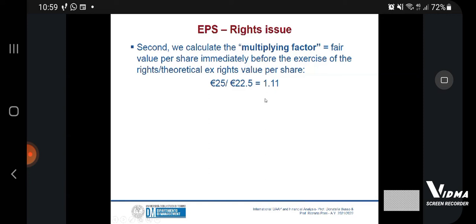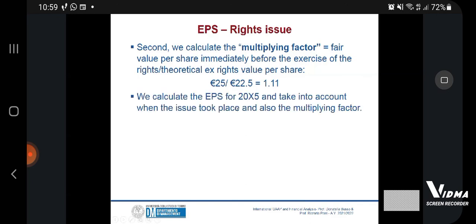Any question on that? It may seem like there are big words attached to the calculation of the multiplying factor, theoretical ex price, and so on. But remember to reduce it to simple concepts that we already know about shares and prices. Okay, why is that important? After all, how do we use the multiplying factor? We calculate earnings per share for the current year, taking into account the time period, so weighting relating to the time period, but also the multiplying factor.